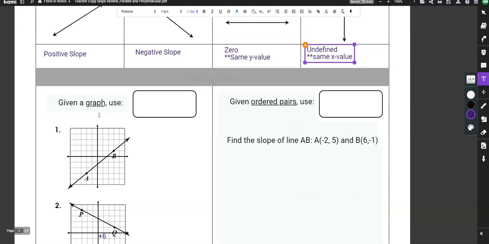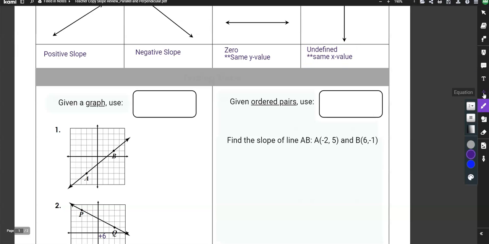So what I'm going to do is go over how to use the graph first, and then we're going to use ordered pairs. So what we're going to do is write our equation, and I'm going to use my equation tool. So slope is represented by the letter m.